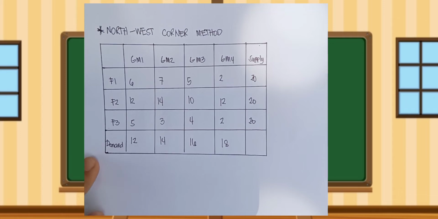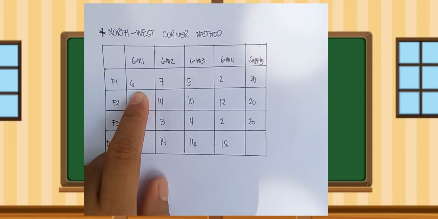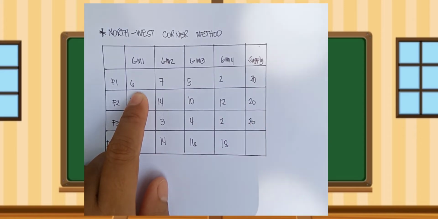We will solve the problem using the northwest corner method. So in solving this method, we will solve first the left upper side to the bottom right side.